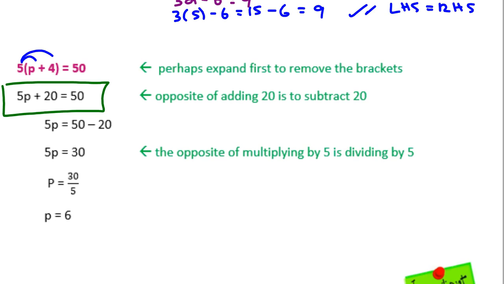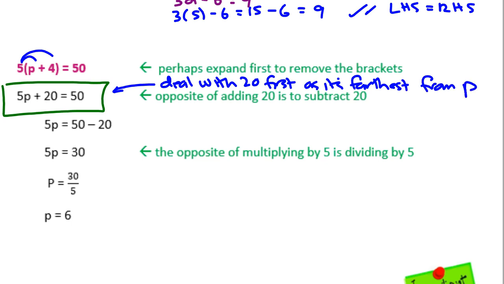So 5p plus 20 equals 50. So you've got 5 and 20 to deal with. Which one is furthest away from p? That's right, furthest away from p is the 20. So you might want to deal with 20 first, as it's farthest from p.